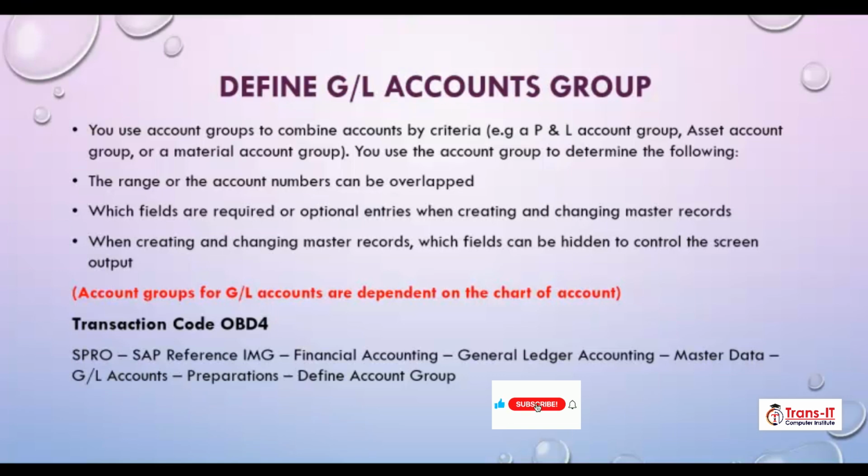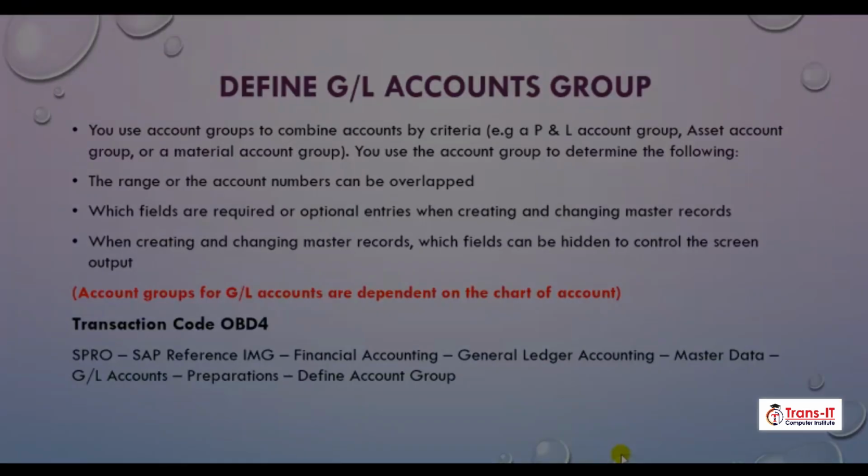You can go by path or you can go by transaction code. What is the transaction code for define GL account groups? OBD4. Or we can go by path SPRO, SAP Reference Implementation Guide, Financial Accounting, General Ledger Accounting, Master Data, GL Accounts, Preparations, or Define Account Group. So, we will define account group.